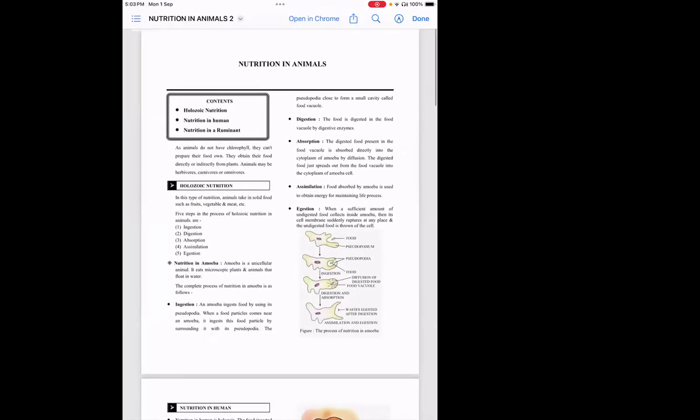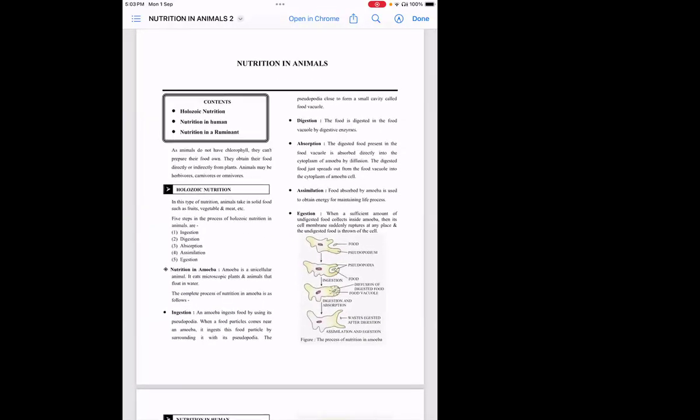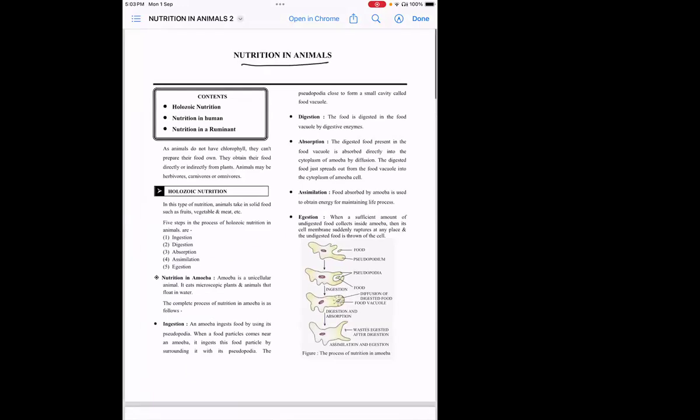So here, when we talk about the nutrition in animals, it comes under the second category, which is heterotrophic. In the heterotrophic, we have discussed three types: parasitic, saprophytic, and holozoic. And we humans come under the holozoic category. That is why we will be discussing the holozoic nutrition in this chapter.